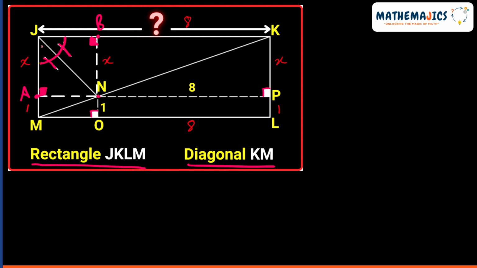Now let's come back to this. We know that angle MJK is 90 degrees. Why? Because this is an angle of a rectangle. Now this angle is bisected. Bisected means divided into two equal parts. That means this will be 45 degrees. This will also be 45 degrees.